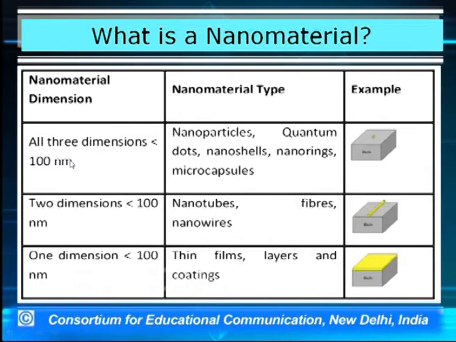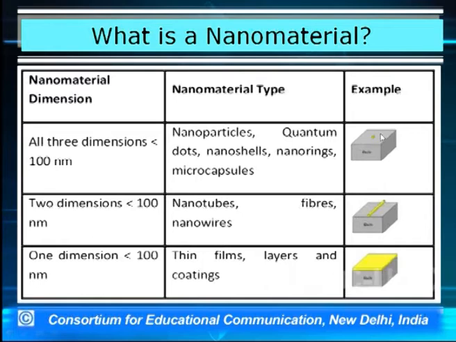Now, having said this, we would like to have a look at the different dimensions of a nanomaterial. Nanomaterials, if all three dimensions are less than 100 nanometers in size, then that material would be called either a nanoparticle, quantum dot, nano shell, nano ring, nano capsule, etc. If suppose we have a sphere whose diameter lies in between 1 to 100 nanometers, then it would be called a nanoparticle. Quantum dot is basically a class of nanoparticles with a specific quality that their size ranges from 1 to 5 nanometers. Beyond that, it would be called just nanoparticles, nano shells, rings, microcapsules.